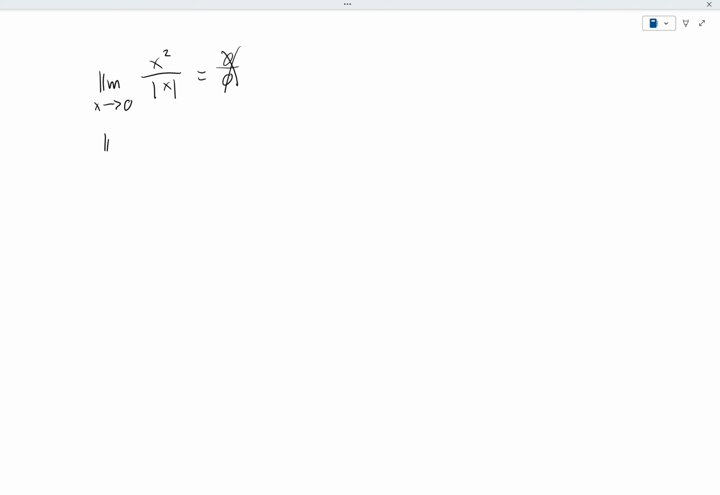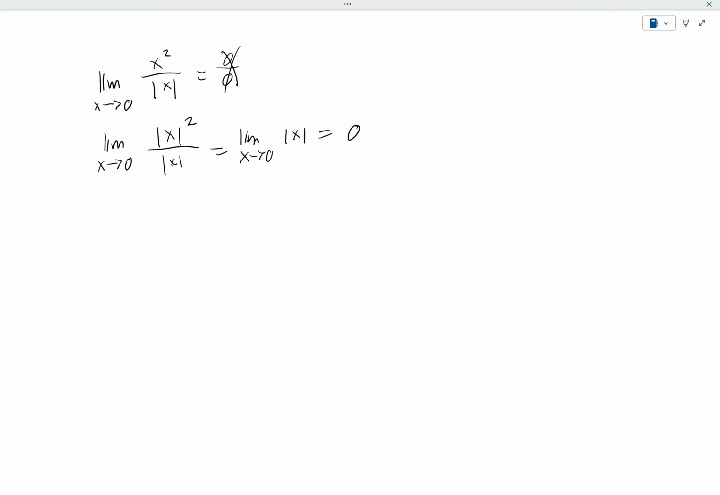So you could rewrite this limit as the limit as x goes to 0 of absolute value of x squared all over absolute value of x. And now we can easily cancel the absolute value of x that's in the numerator and denominator. So we get the limit as x goes to 0 of absolute value of x. So now you can plug in 0 right here. Just do direct substitution. You get 0 as your limit.